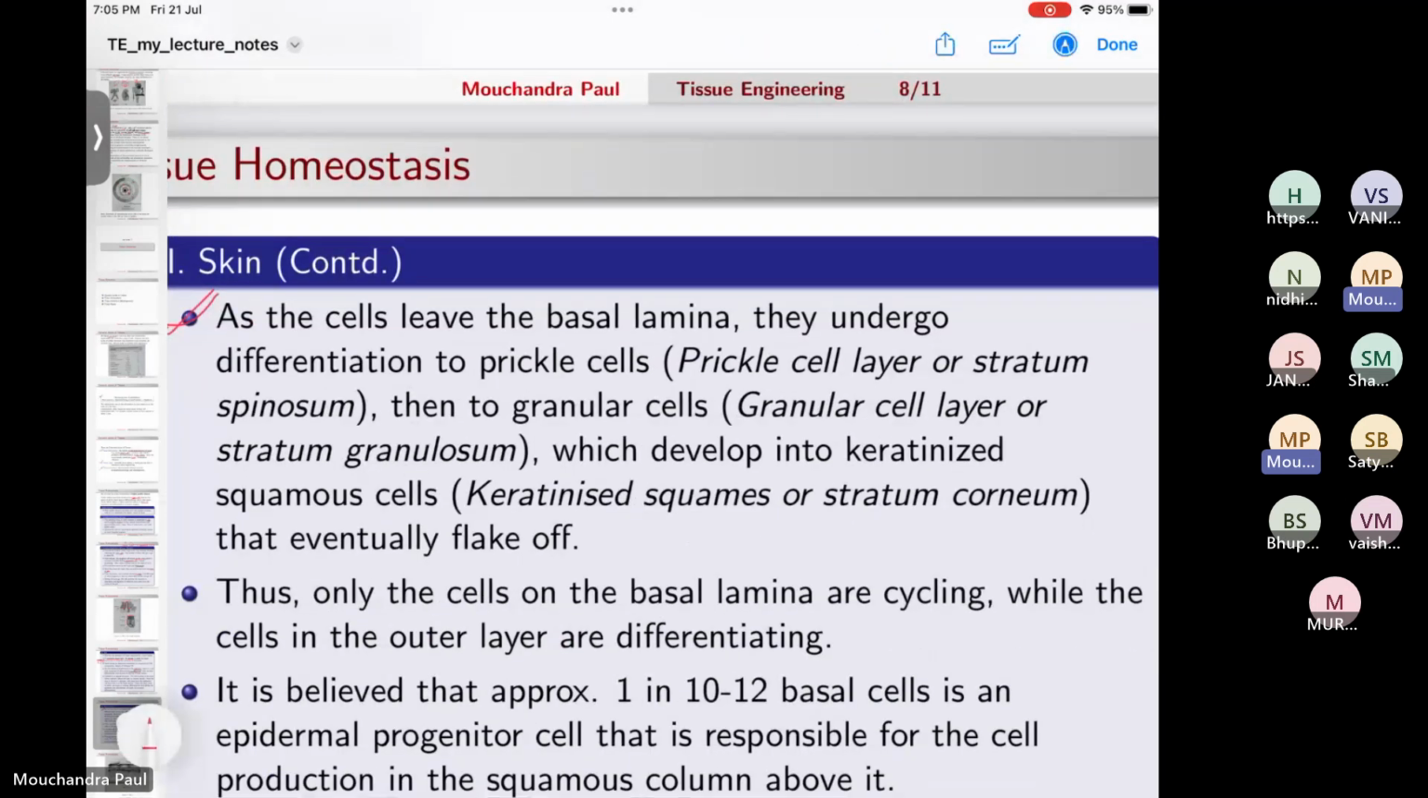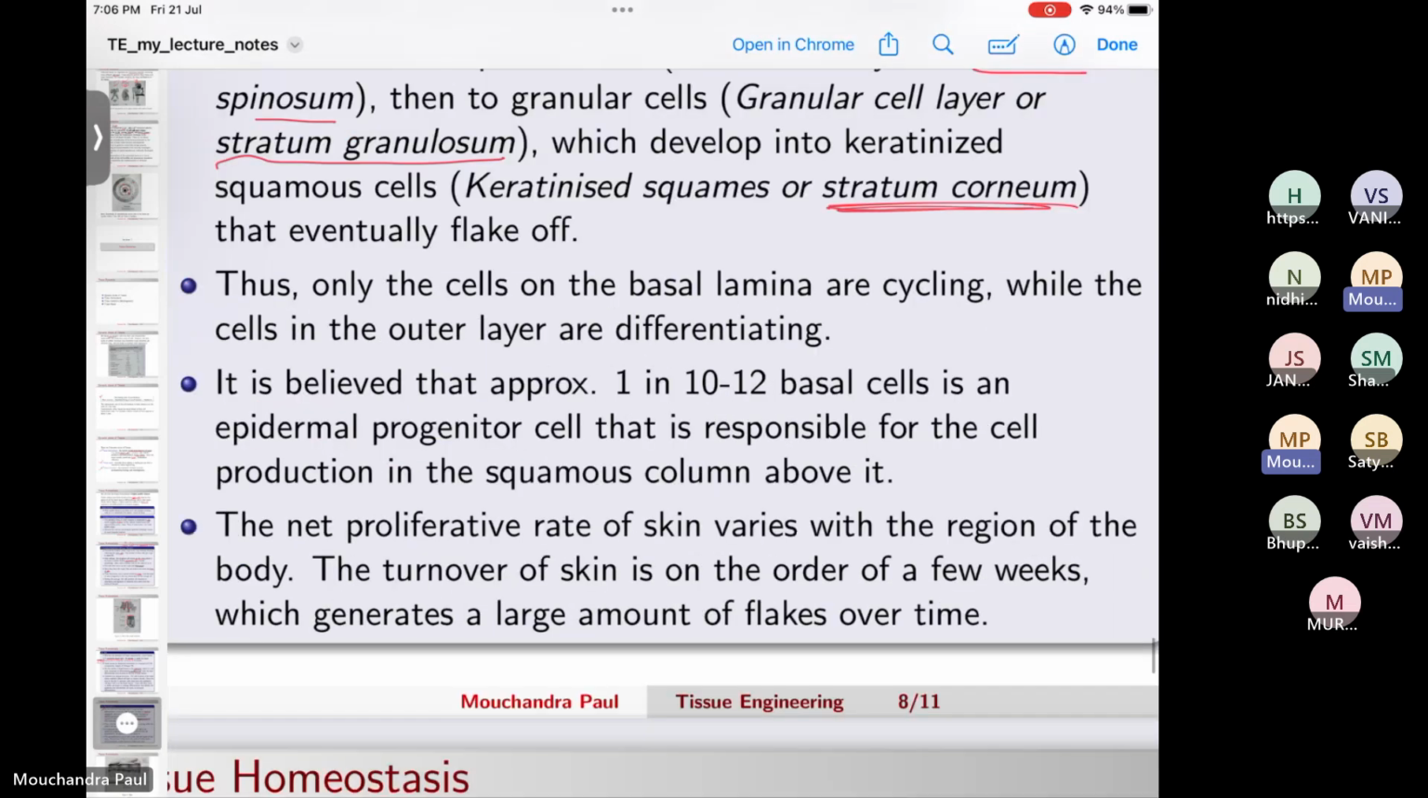So the prickle cells that are there in the prickle cell layer, it is also called stratum spinosum. All right. Then these prickle cells become granular cells and form the granular cell layer, or it is also called stratum granulosum. Okay. And then the cells become keratinized, all right, and become flat and form the stratum corneum layer. So this is a dead cell layer. So after a few days, like once a month, the cells that are present at the top of the stratum corneum flake off from the body.